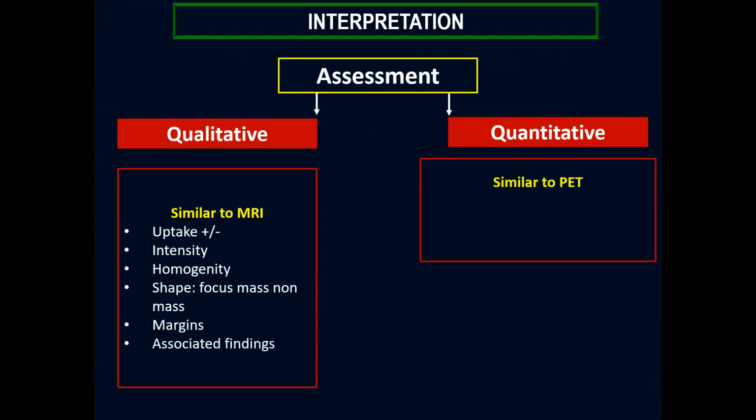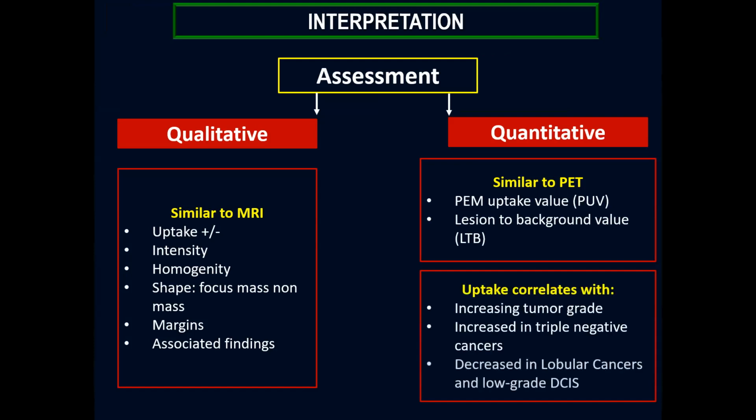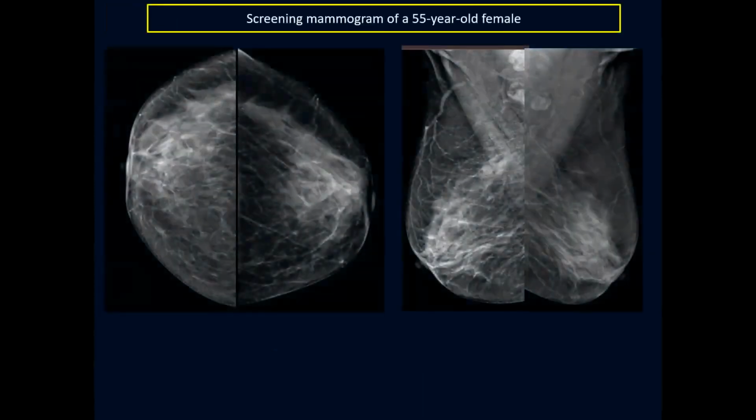We describe the shape of the lesions, the margins, and associated findings. For the quantitative assessment, it is similar to PET, where we measure the PUV value, which corresponds to the SUV value, and we also measure the lesion to background value, which is called the LTB. The uptake correlates with the increasing tumor grade. It also increases in triple-negative breast cancer, and it decreases in lobular cancers and low-grade DCIS.